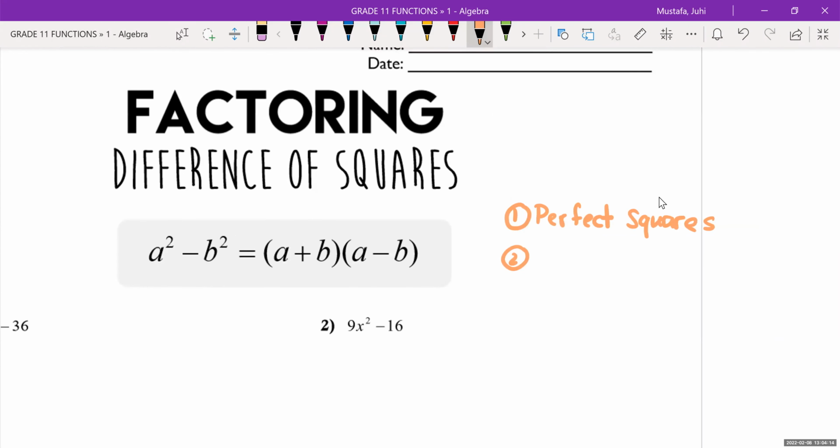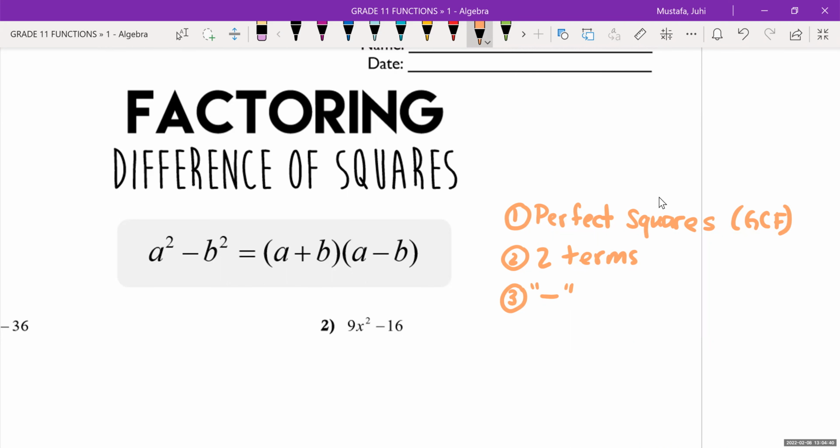Sometimes you may have to take out a greatest common factor before they become perfect squares. I'm looking to see if I only have two terms in the question, because a difference of squares will only have two terms. And the last thing I'm looking to see is if there is a negative sign in between the two terms. So if these three conditions are met, then it's likely a difference of squares question.